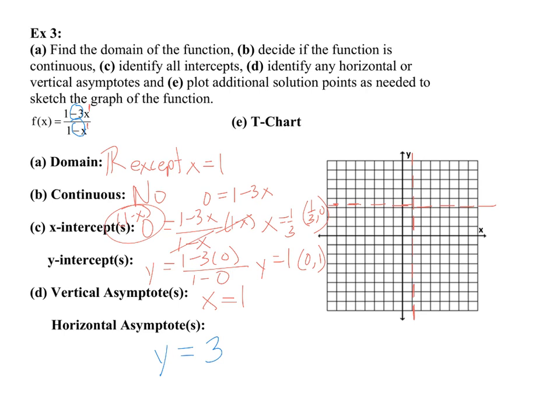Okay, now what do? That's right. Test some x and y values. So I'm going to choose 0 once again. That's the easy one, and I'll choose 2. All right, plug them into the function, figure out the y value. I get 1, and then I get 5.